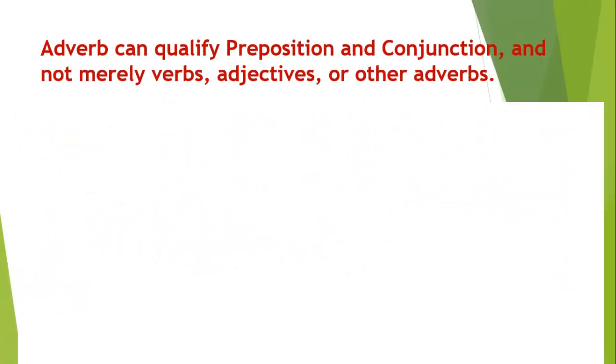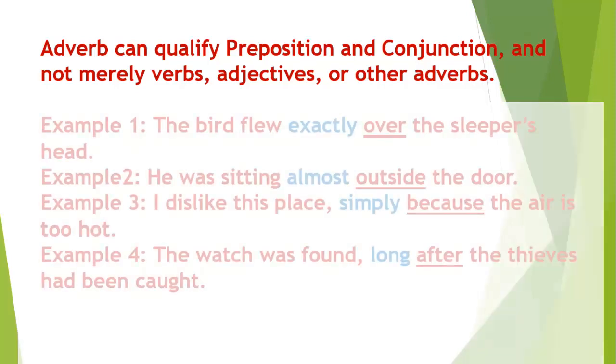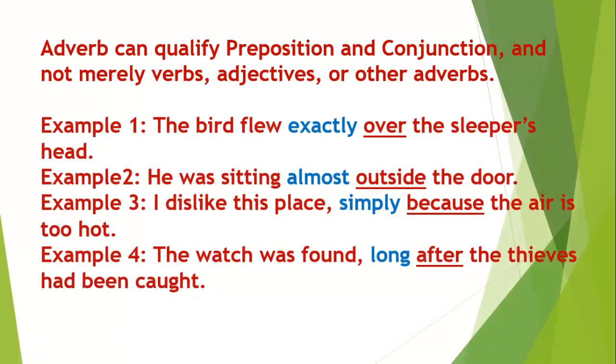But the definition of adverb, which has been given by me in the last slide, is not sufficient. For an adverb can qualify preposition and conjunction, and not merely verbs, adjectives, or other adverbs. Look at the examples. The bird flew exactly over the sleeper's head. He was sitting almost outside the door. I dislike this place simply because the air is too hot. The watch was found long after the thieves had been caught.